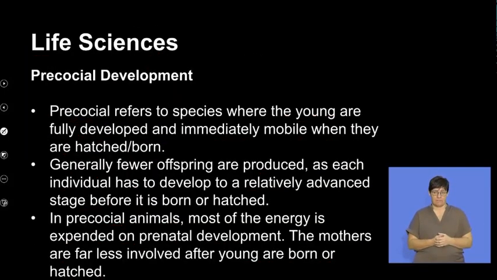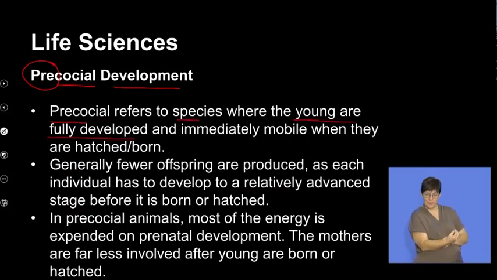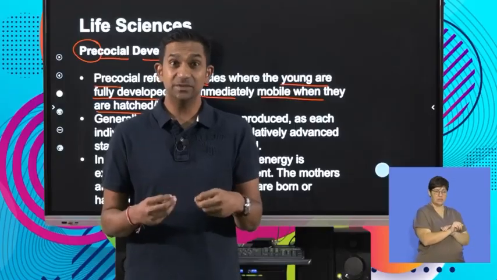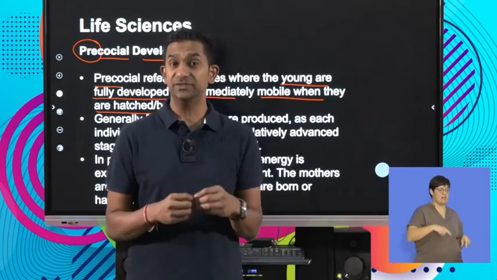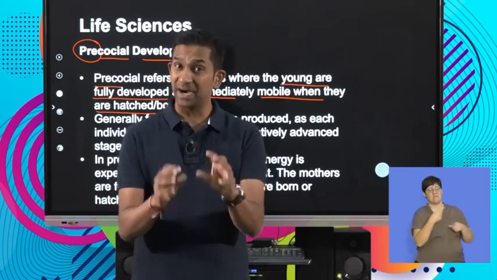Right, so let's unpack precocial development. Precocial development refers to species where the young are fully developed and immediately mobile when they are hatched or born. So generally we find that the young, once they hatch, are able, after a little while, to stand up, run, or even respond by themselves.